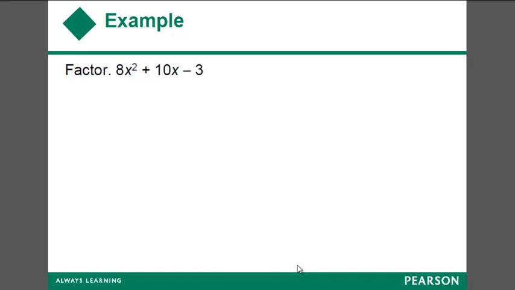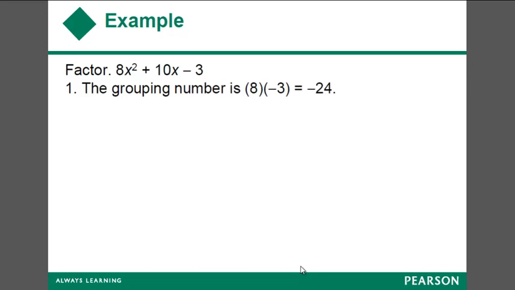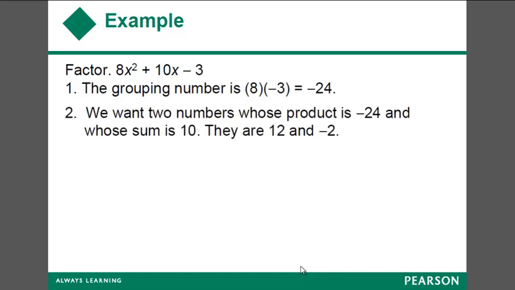We have 8x squared plus 10x minus 3. I first need to take my leading coefficient times my constant, which will be 8 times negative 3, and I get negative 24. I want to find two numbers whose product is negative 24 and whose sum is a positive 10, my middle term. The two numbers that I will use are going to be 12 and negative 2. So I will rewrite my 10x as the sum of 12x and a negative 2x.